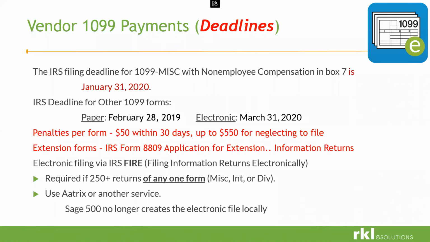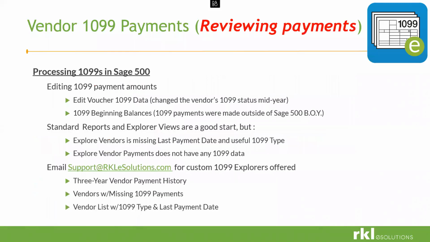It used to be that Sage 500 would create the appropriate file. Of course, then you still had to apply in advance and go through various hoops to be able to file electronically. But now, since you're doing it through the service, it just does it, you're done with it. So, okay, we have yet another 1099 screen, reviewing payments.